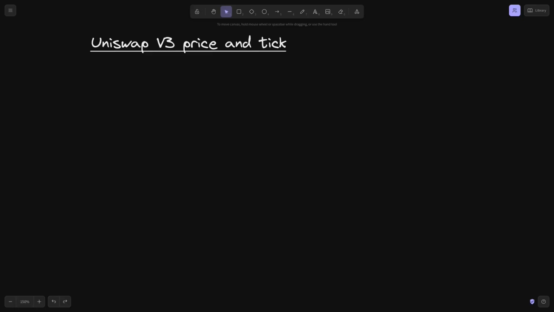What is price, tick, and tick spacing? Let's start with price. Let's say that x is equal to some amount of token 0, and y is equal to the amount of token 1. And we'll say that p is equal to the price of x in terms of y. This is equal to the ratio of the two tokens, y divided by x.